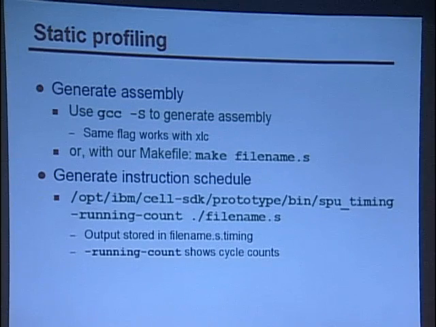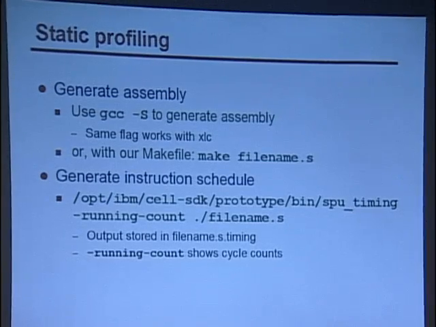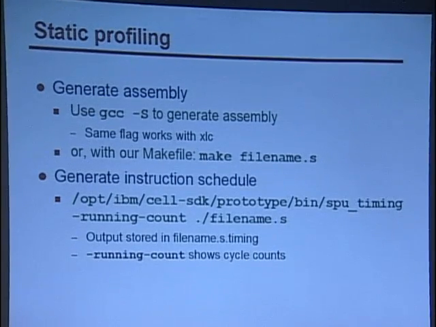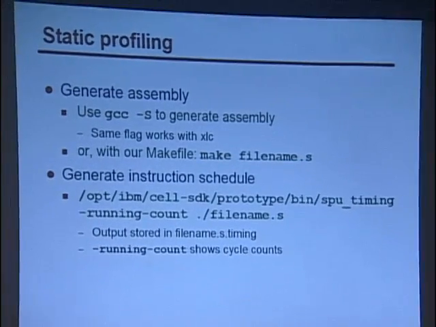Then once you have the .s file, you can run this utility called SPU timing. What SPU timing does is it will take all the instructions that are in your assembly and figure out the dependencies between them. Then it will figure out when the earliest point is that each instruction can get executed, and it will print out the schedule that's generated. If you provide the -running count option, then it will also show you how many cycles the entire program will take. The output goes into file name .s.timing.